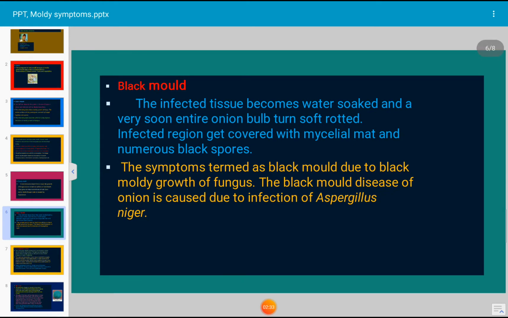Next, black mold. The infected tissue becomes water soaked and very soon the entire onion bulb turns soft and rotted. The infected region gets covered with a mycelial mat and numerous black spores. The symptom is termed as black mold due to the black moldy growth of the fungus. The black mold disease of onion is caused by Aspergillus niger. It is a saprophytic fungus.